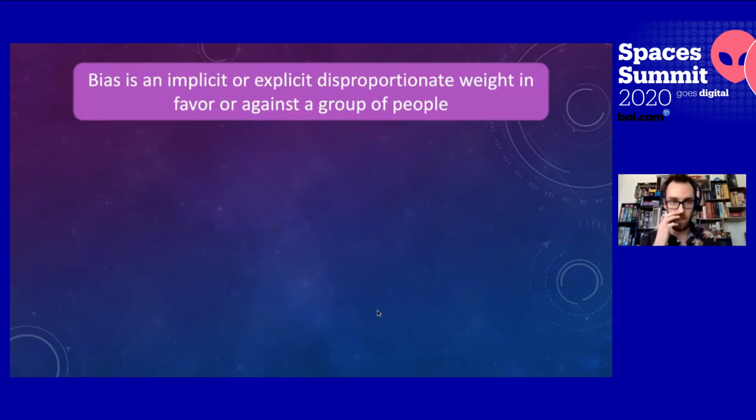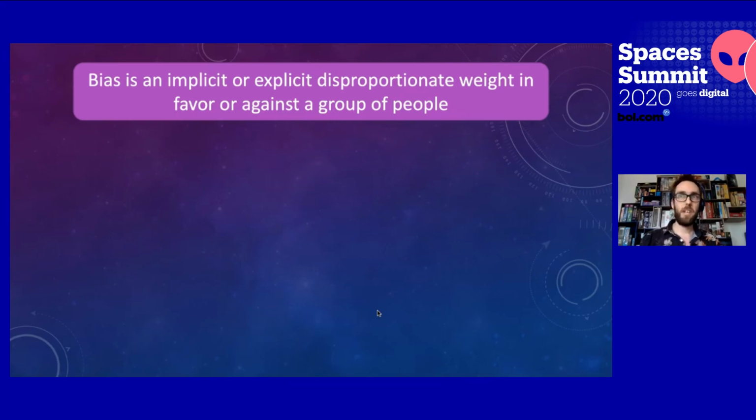Now, when we talk about diversity and inclusion, one of the most opposing forces against diversity and inclusion is societal bias. When you look at the definition of bias, it is an implicit or explicit disproportionate weight in favor of or against a group of people, depending on certain characteristics of that group. When you simplify this, it means you have a preference for or against a certain group of people. On an individual level, you can have individual preferences, and that's okay. Bias in and of itself on an individual level does not have to be a bad thing.